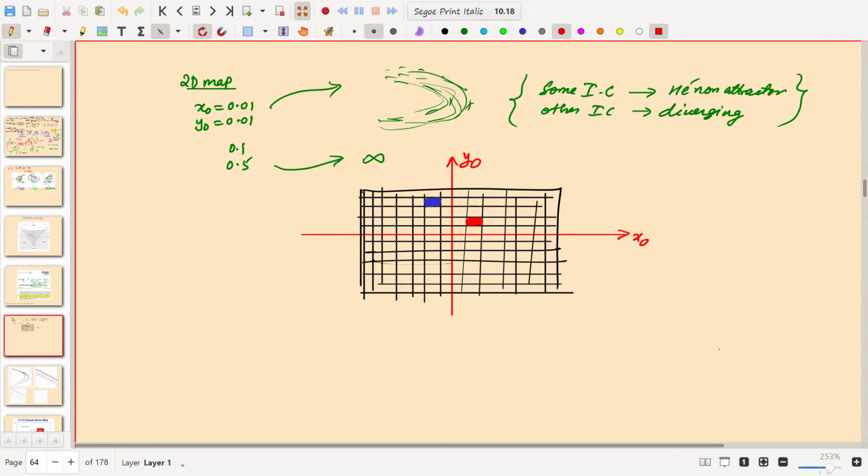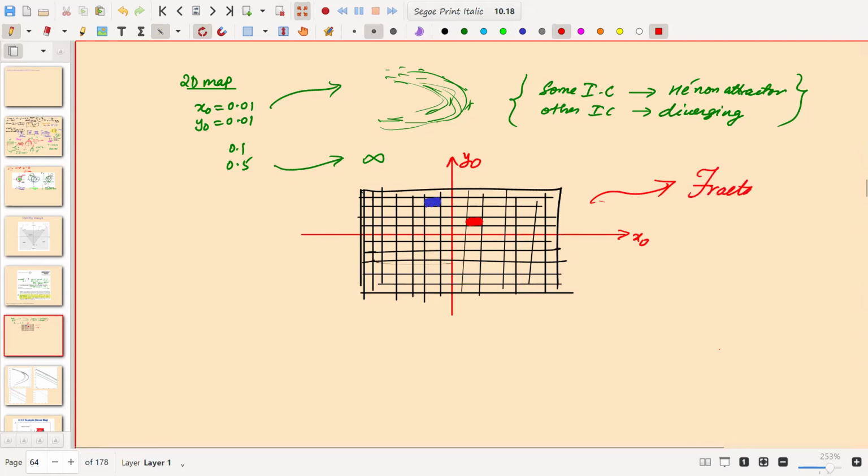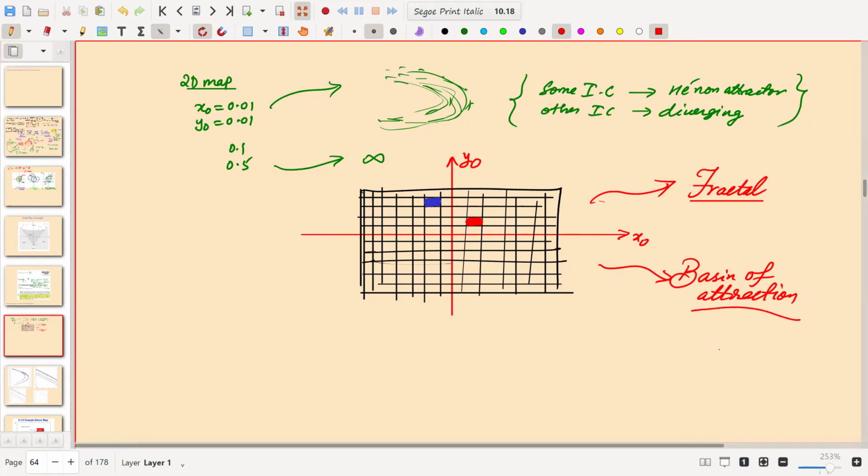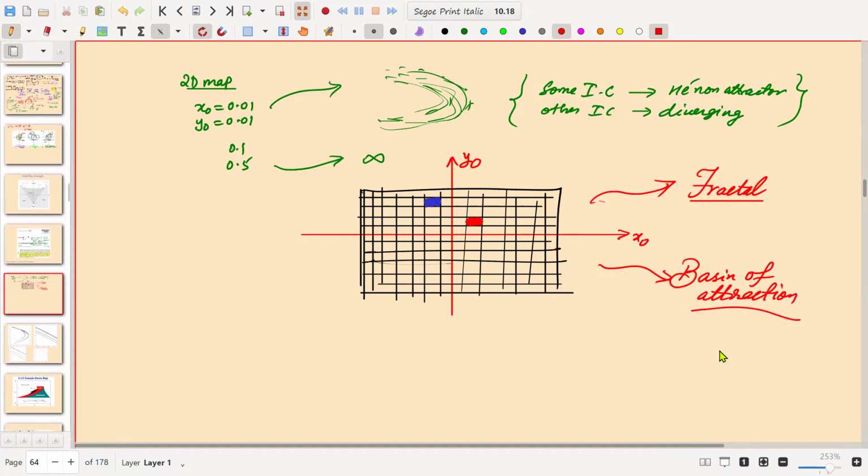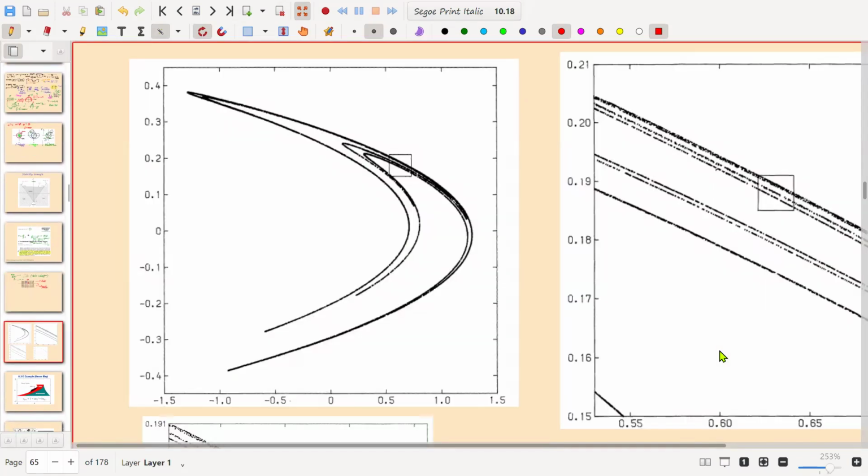So what will you get? You will get a collection of blue and red pixels throughout. Usually such structures will lead to a fractal. Okay, and such an idea of making this heat map is known as basin of attraction. Fine, that's the idea. We'll see that.